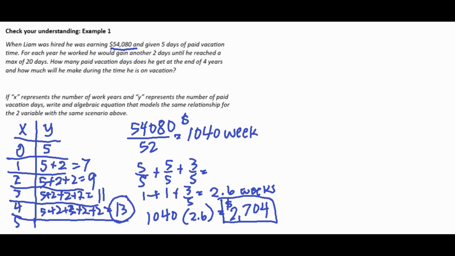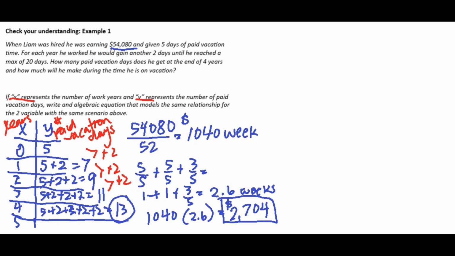Now, to move on to this algebraically, we need to use X and Y and represent them accordingly. If I look back at my original table, X represents the number of years worked, and Y represents the number of paid vacation days, right? So if we know that, what's happening with our Y? Our Y is continuously increasing by 2. That's our rate of change.